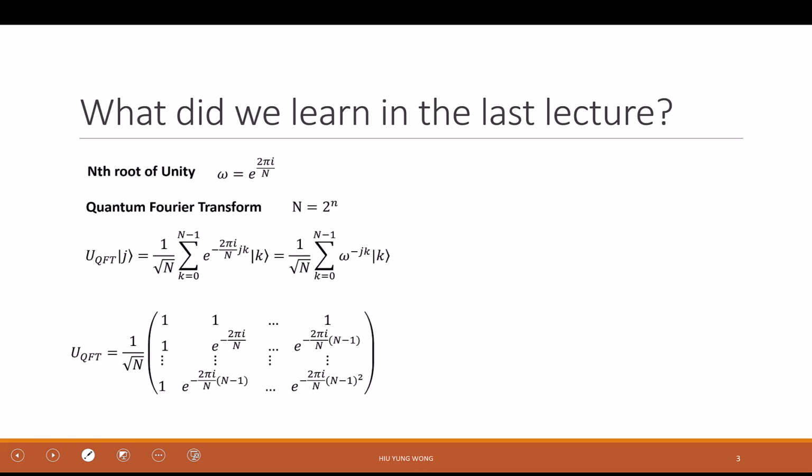So what did we learn last time? All right, so let's do some review. We talked about the nth root of unity, right? This is just something I hope you can understand its significance or its meaning, right?